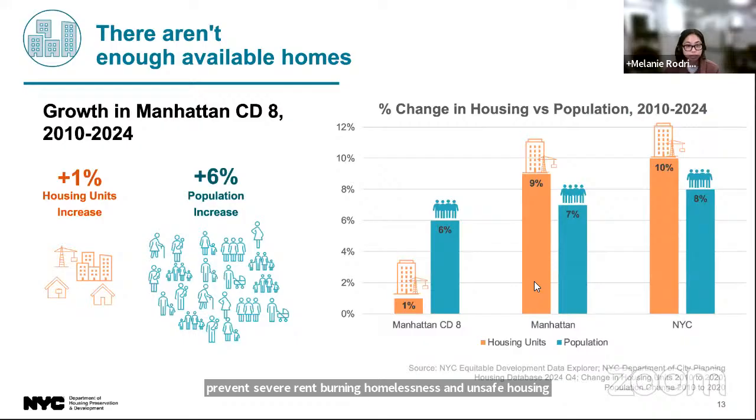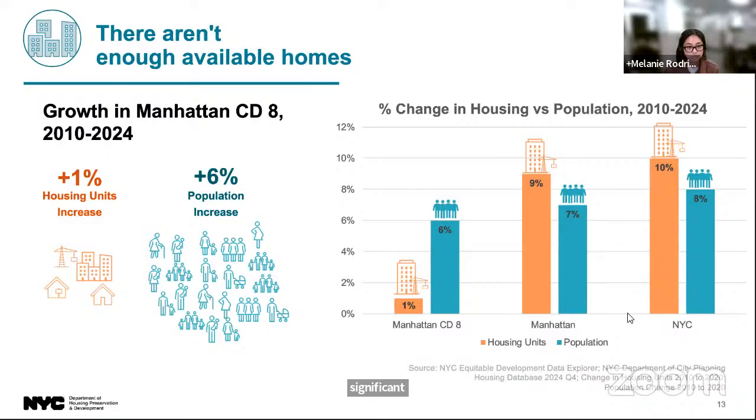And so specifically in District 8, an underlying housing problem, as Miranda mentioned, is that there aren't enough available homes, specifically the supply, where the housing production has not kept up with the population growth. And so you see from 2010 to 2024, District 8 saw population grow by 6%, while housing increased by only 1%. So it's creating a significant mismatch between demand and supply.